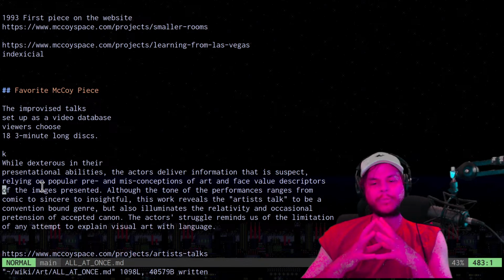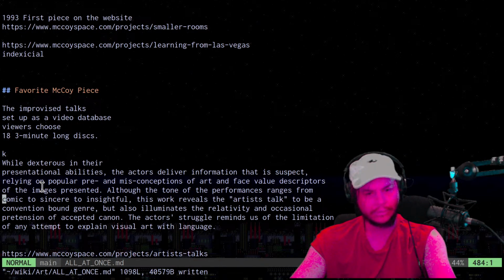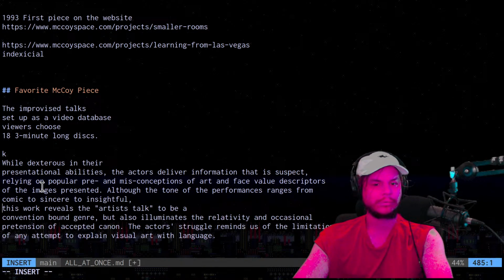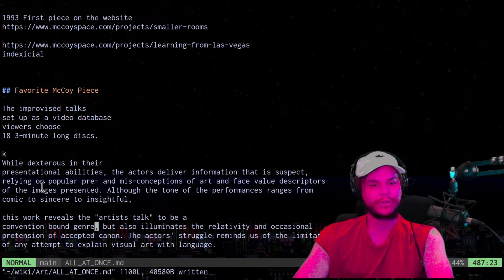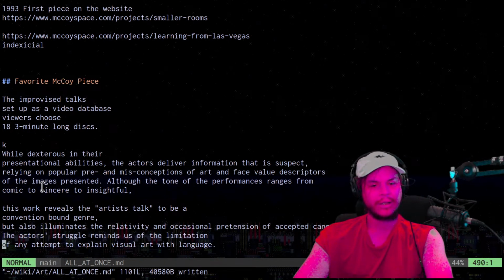While dexterous in their presentational abilities, the actors must deliver information that is suspect, relying on popular preconceptions and misconceptions of art and face value descriptors of the images present. Although the tone of the performances ranges from comic to sincere to insightful, this work reveals the artist's talk to be a conventionally bound genre, but also illuminates the relativity and occasional pretension of accepted canon. The actors struggle to remind us of the limitation of any attempt to explain visual art. I do think it actually does these things.